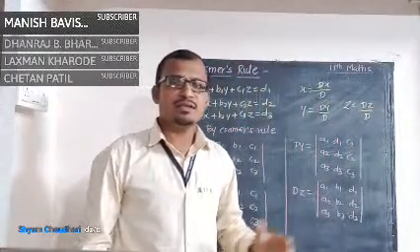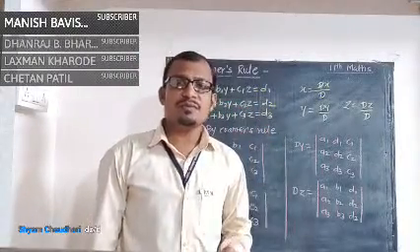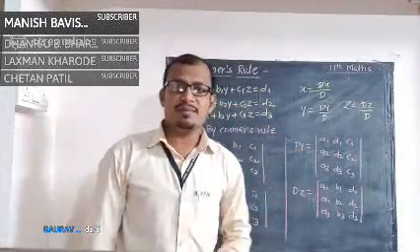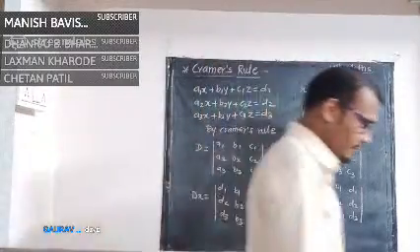So in this way we can find the values of three variables by using Cramer's rule. Let us see the first example of Cramer's rule.